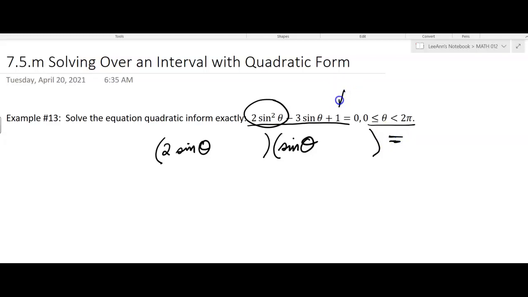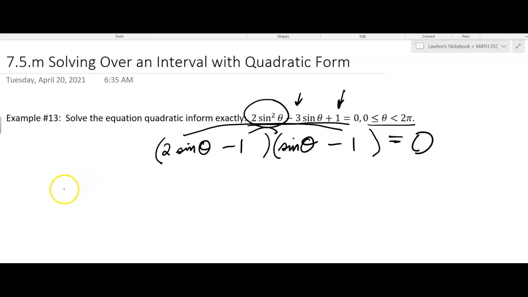Okay, then I'm looking at the 1. I know it's going to be 1 times 1, and that they're both going to be negative because I have a negative 3 here in the middle. So negative 1 and negative 1. And then that gets me a negative 1 sine and a negative 2 sine theta. And so that's going to make negative 3 sine theta. So that's how it factors, and this is all equaling 0.